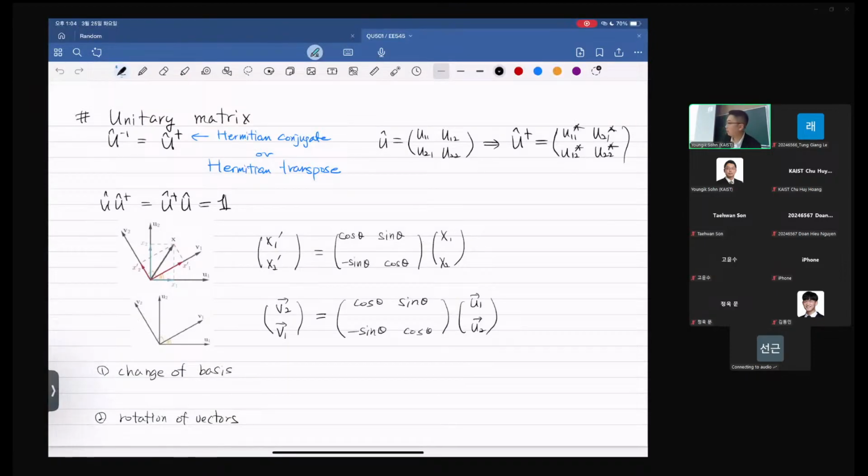All right. Okay, I'll continue what we were studying last time. It's kind of important, and the mathematics is not hard, but it's just a little bit confusing. All right, so we'll learn a unitary matrix today.